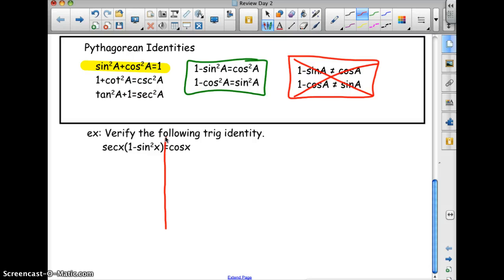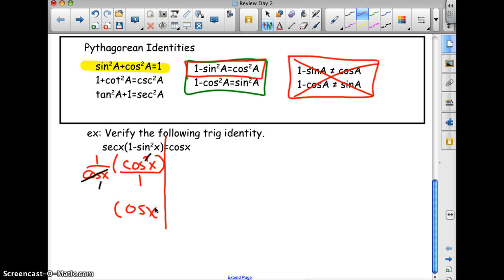So what I can do here is rewrite this. Secant x, well, that's 1 over the cosine. That's usually a good idea to start. Is that always going to work? No, but it's not a bad place to start. And then 1 minus sine squared, you can see right here, is equal to the cosine squared. And then that's really over 1. And then I can cancel a cosine x from each term. And I wind up with cosine x.